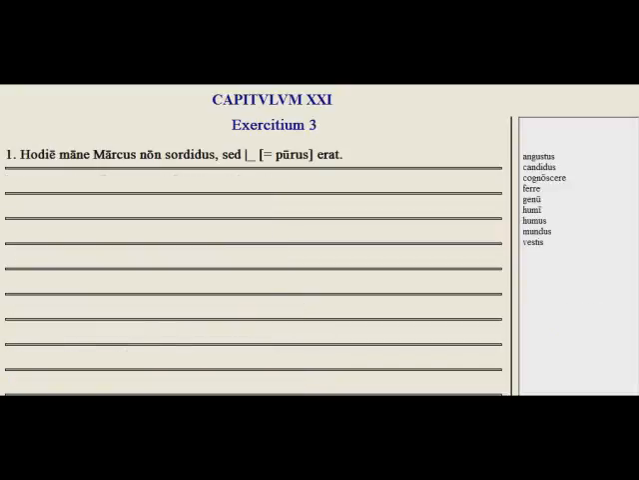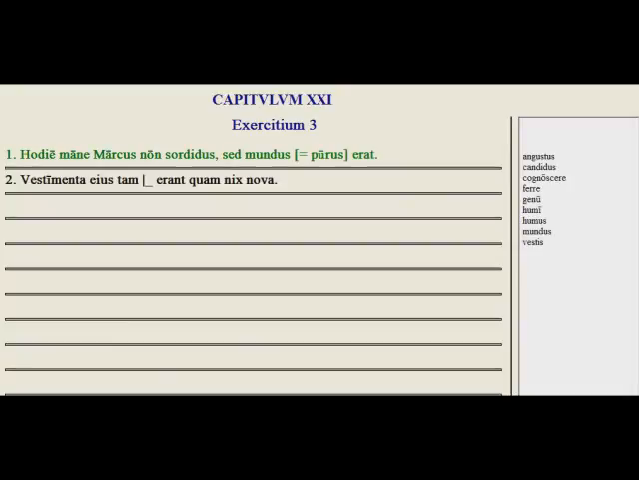Let's try exercise 3. Here's our vocab exercise. Today in the morning, Marcus was not dirty, non sordidus, but was clean. And we remember from that reading that he was mundus. Okay, and let's go ahead and try the rest of those.